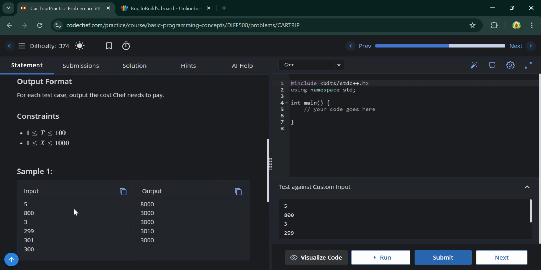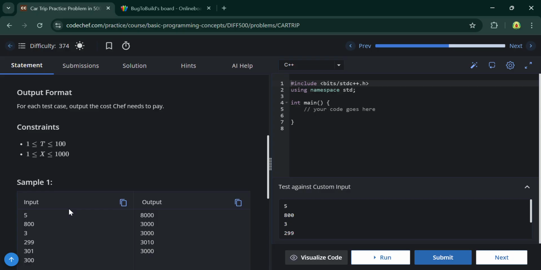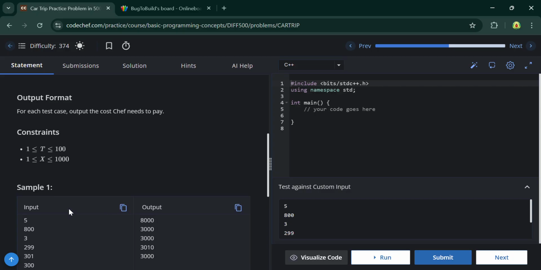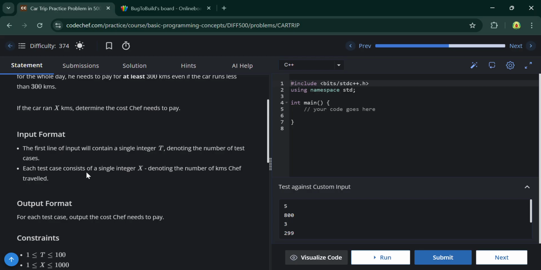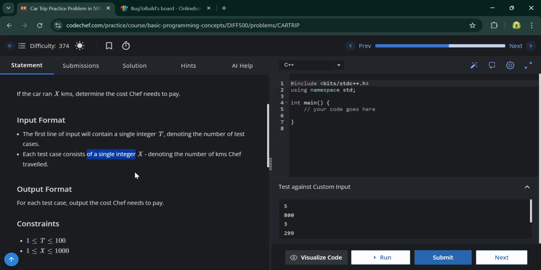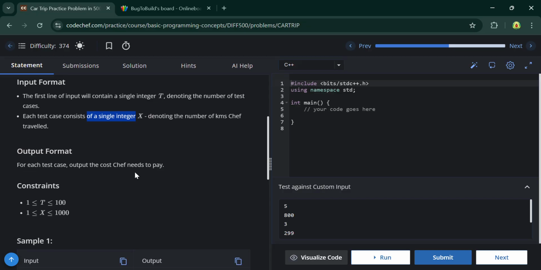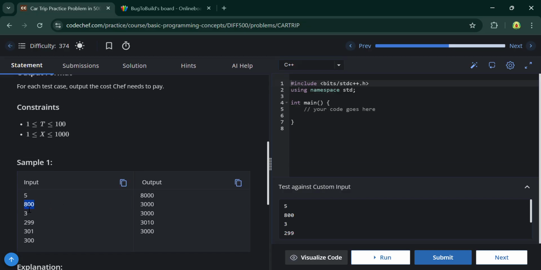Here are given test cases. The first line of input contains T, denoting the number of test cases, and each test case contains x, denoting the number of kilometers Chef traveled. You just have to determine how many rupees he has to pay.